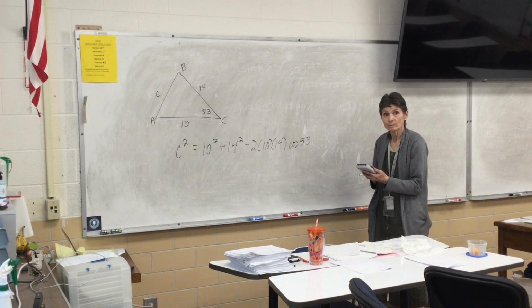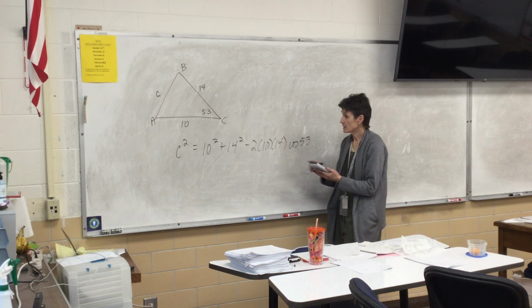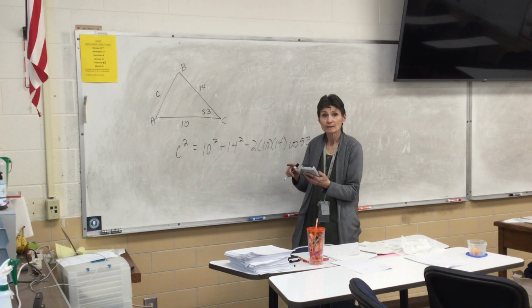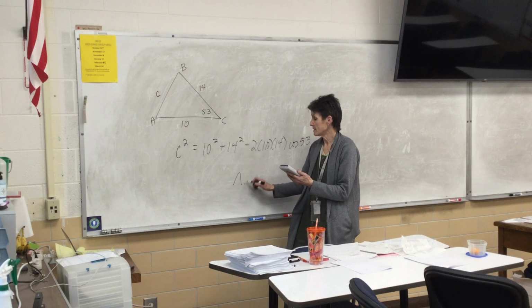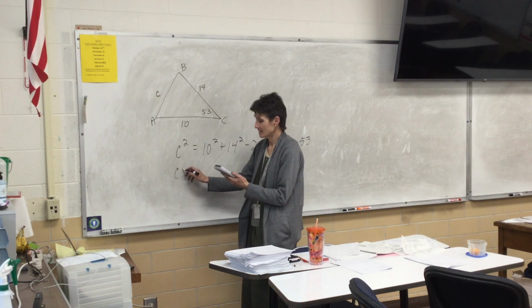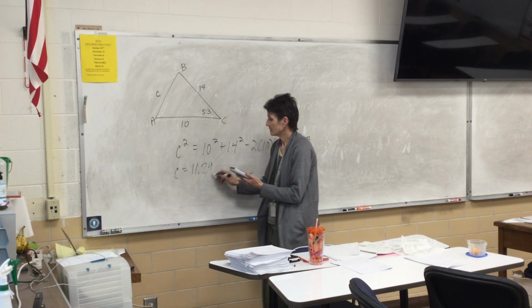Don't forget to square root it. When you type all that in and you get a number, don't forget to either square root that number or just do raised to the 0.5 power. And that tells you that side C is 11.29.